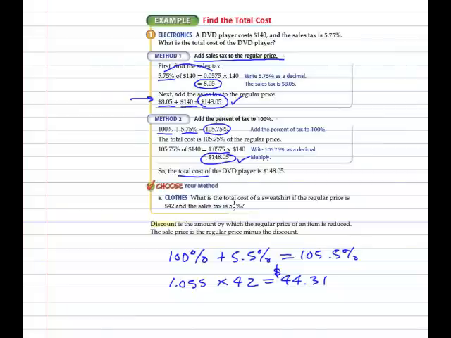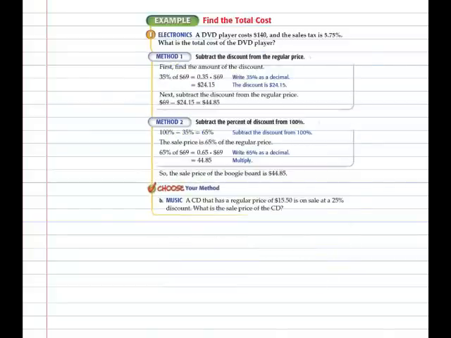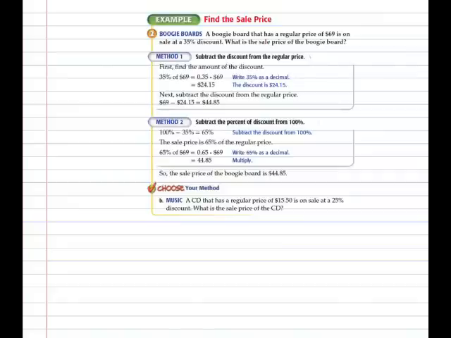Back here, now we're going to be talking about discount. Discount is the amount by which the regular price of an item is reduced. The sale price is the regular price minus the discount. That's what we're doing here. Find the sale price. Regular price minus the discount. A boogie board that has a regular price of $69 is on sale at a 35% discount. What is the sale price of the boogie board?